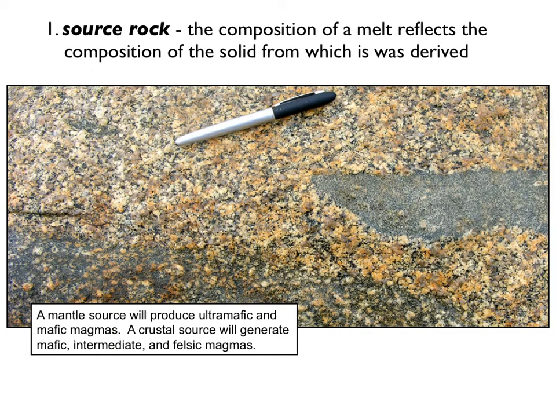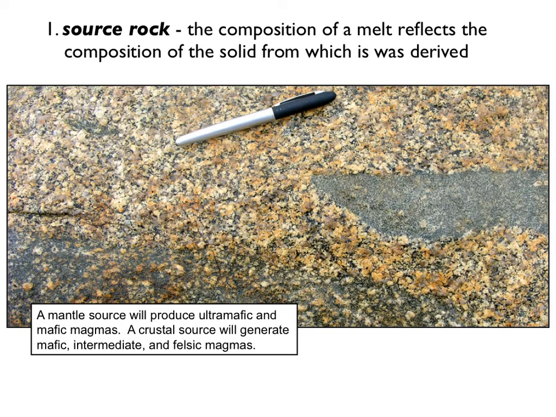First, source rock. The composition of a magma reflects the composition of the solid from which it was derived. Whatever you melt is going to produce a magma, and if the source rock is different in composition, then the resulting magma also will be. If you partially melt the Earth's mantle, it will produce ultramafic and mafic magmas. By comparison, if you melt the crust of planet Earth, you tend to produce intermediate to felsic magmas. So you can produce things with different SiO2 contents depending on what you melt.